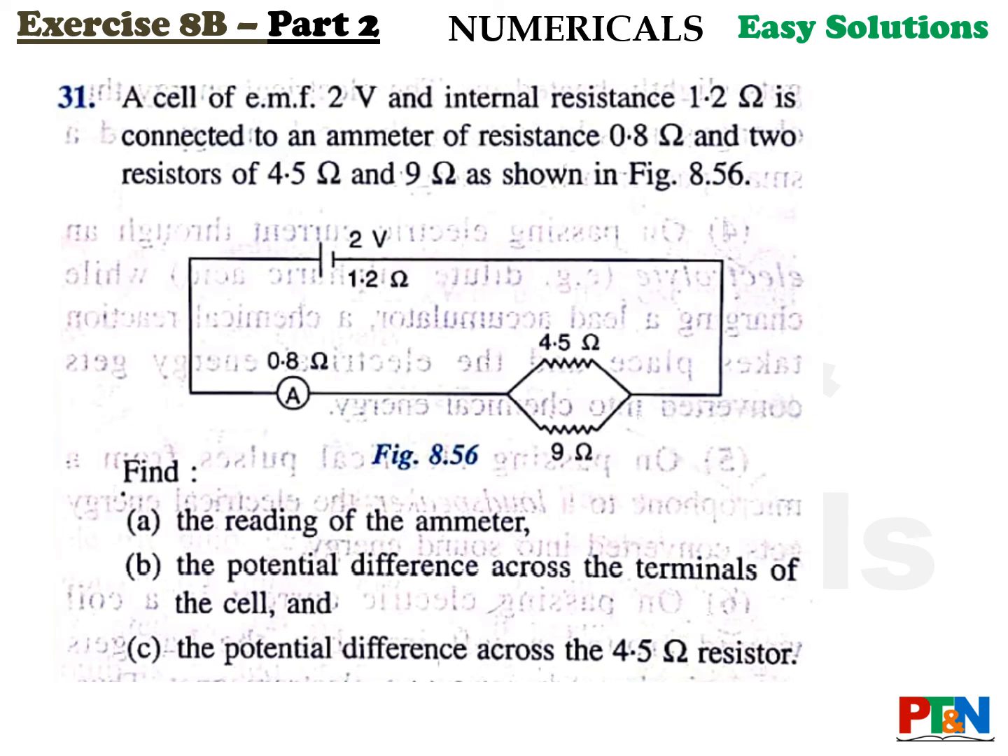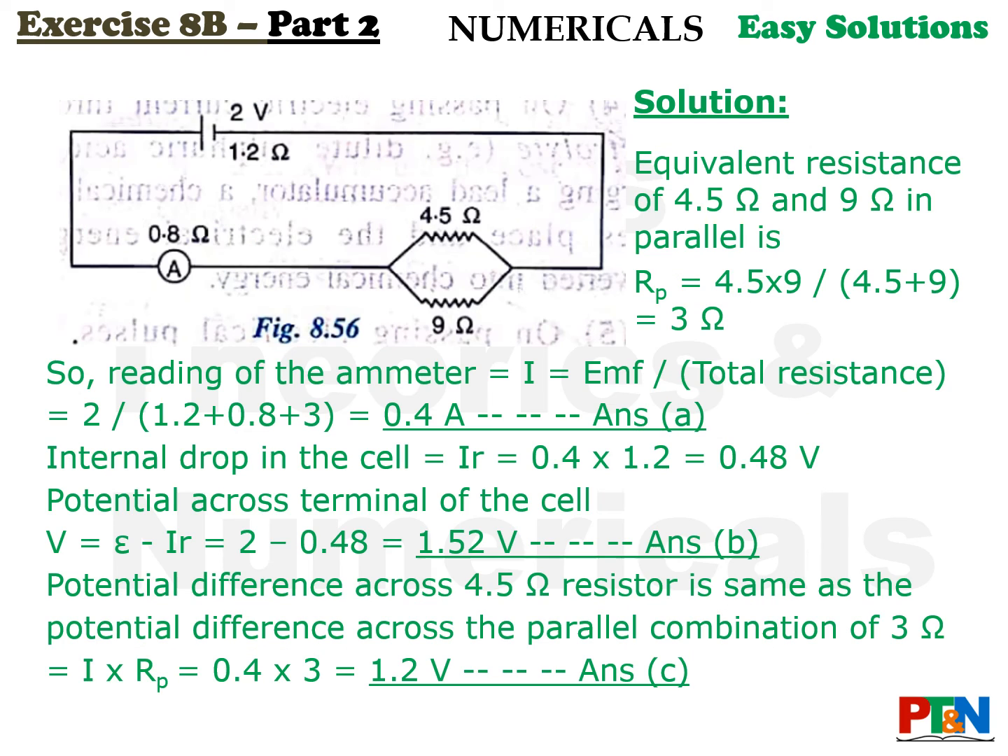Next numerical, in fact the last numerical of your exercise 8b. A cell of EMF 2 volt and internal resistance 1.2 ohm is connected to an ammeter of resistance 0.8 ohm and two resistors 4.5 ohm and 9 ohm as shown in the figure. Find out the reading in the ammeter, potential difference across terminal of the cell and potential difference across 4.5 ohm resistor. Have a look at the solution. Look at the circuit diagram.